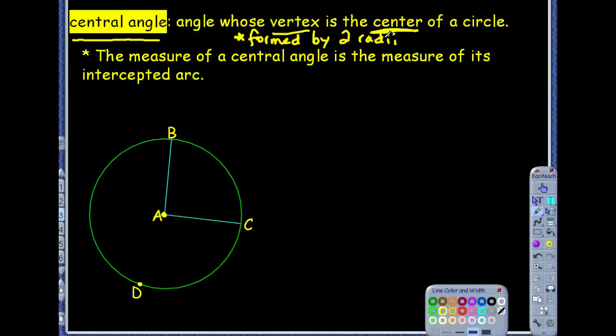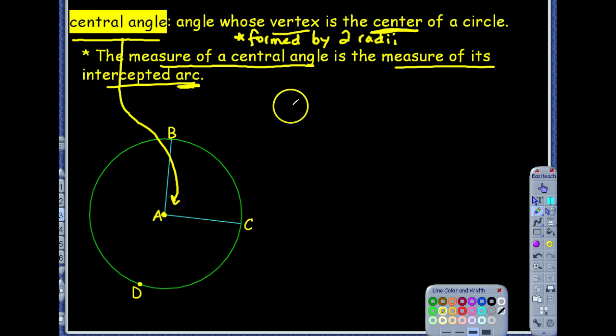All right, now notice it says the measure of a central angle is the measure of its intercepted arc. Now, this is a new word, arc, all right? So in this picture, the angle we're talking about is angle A or BAC. That's your central angle, okay? So this right here is our central angle. So they're saying that measure is equal to its intercepted arc.